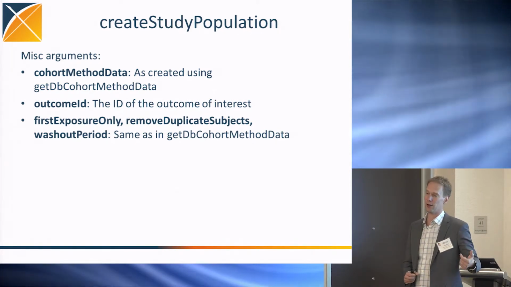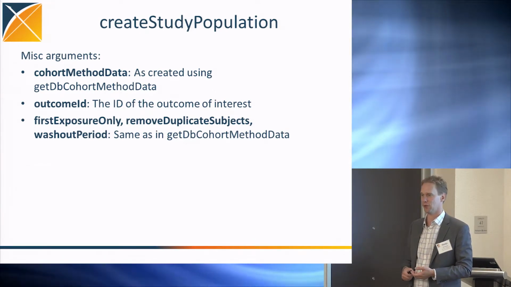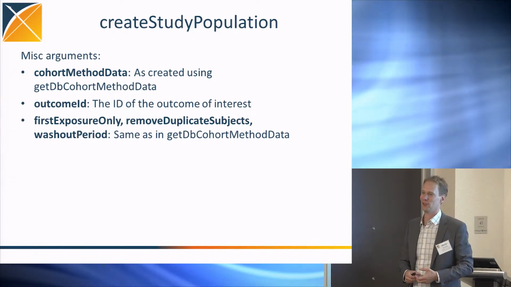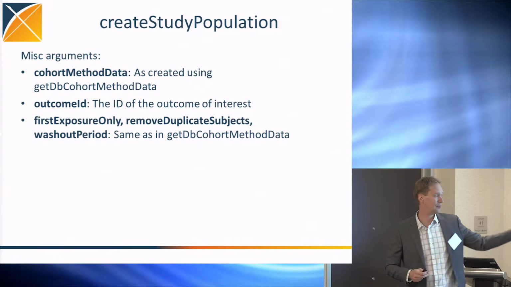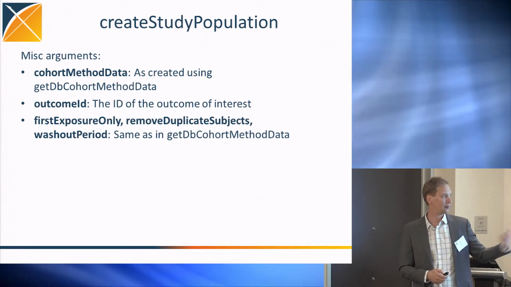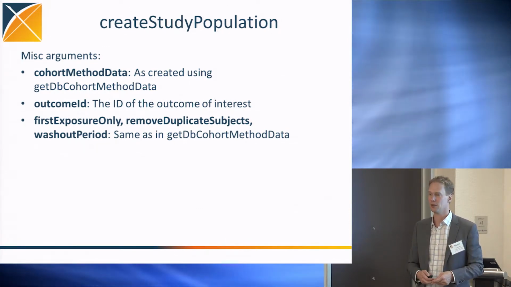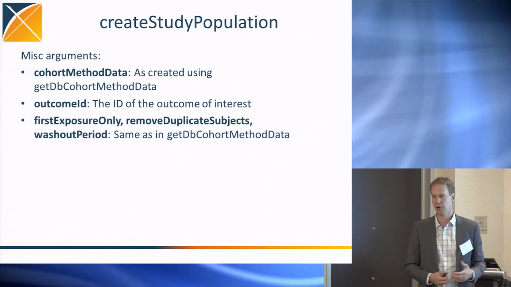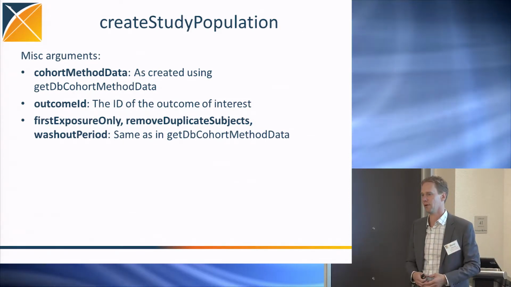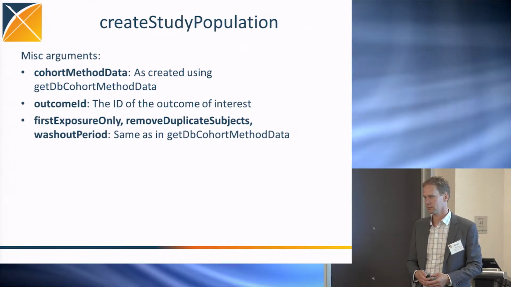Like if you're using the drug era table, every person can have hundreds of exposures to the same drug. And here, usually in a new user cohort design, you're just interested in the first one. So here you can say restrict to the first one, if you didn't do that already before, and remove duplicate subjects. Usually you don't want people that are in both cohorts. And washout period is require at least 365 days, for example. These are things you typically do some sensitivity analysis over.